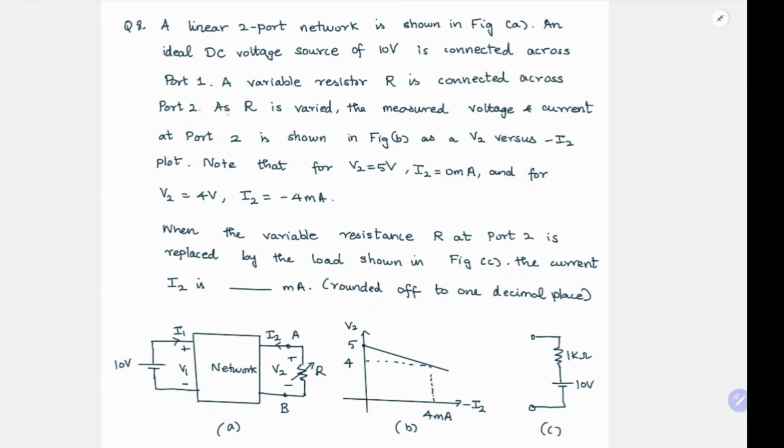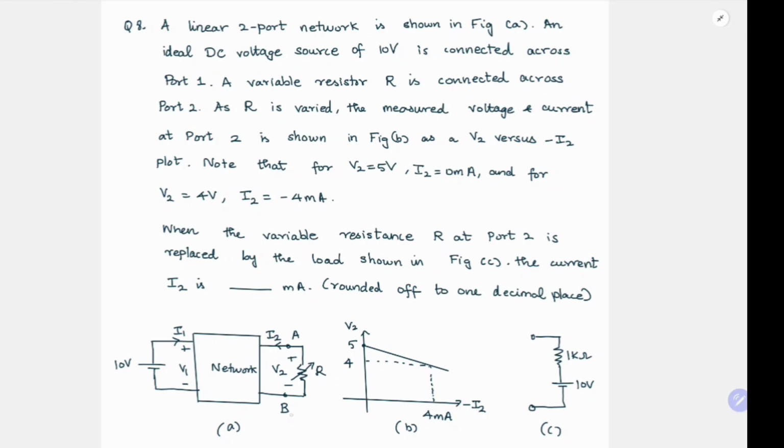Now what they are doing, as R is varied, they are varying R from some value to some other value, and they are measuring the voltage and current at port 2. So they are measuring V2 and I2, and it is shown in figure B as a V2 versus minus I2 plot.